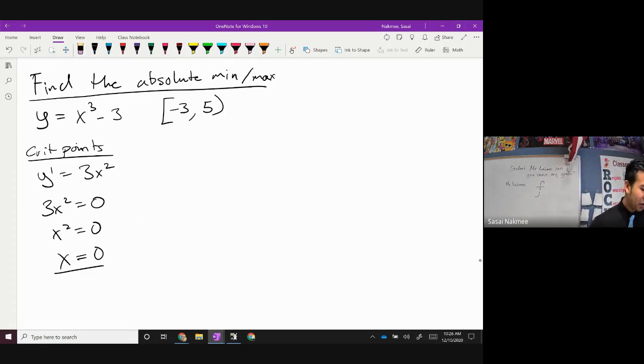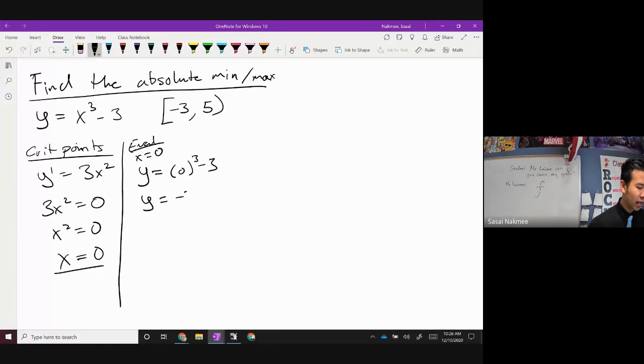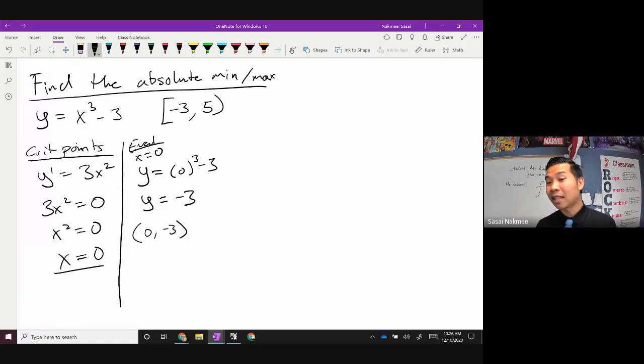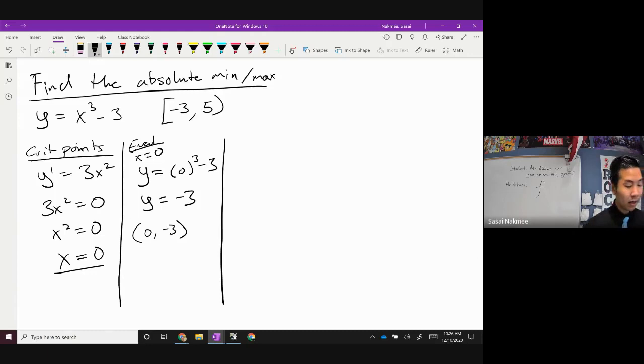I have no idea. You need to test it by evaluating at x equals 0. So you plug it in: y is equal to 0 cubed minus 3, so y is equal to negative 3. I get the point (0, -3), which I don't know is a max or a min. I need to compare it to all the other points. There are no more critical points, so now I go ahead and move on to the endpoints. You have to test those endpoints.